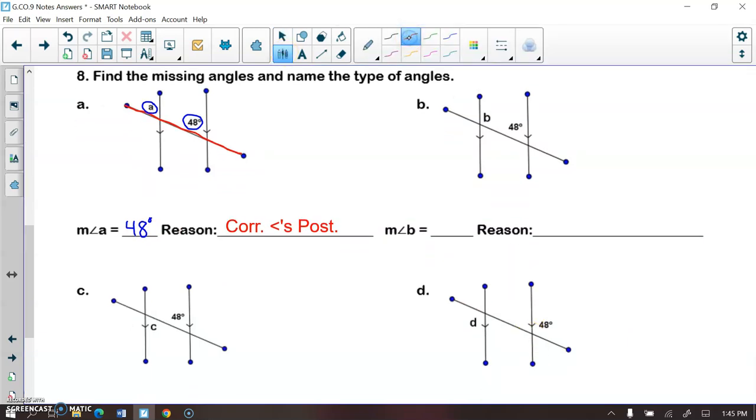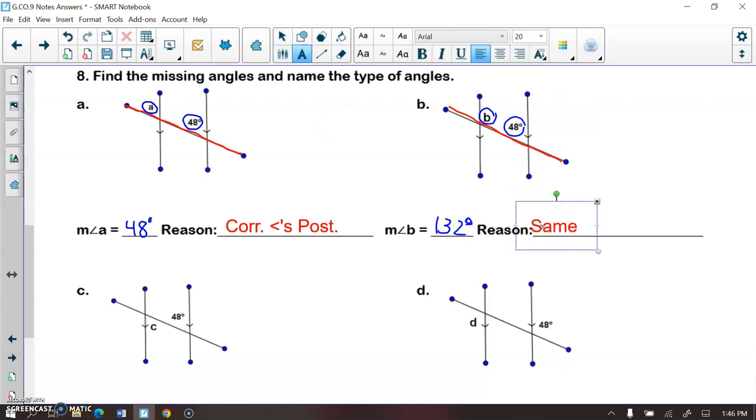For this next one, same figure. B and 48 degrees are on the inside of your parallel lines and on the same side of your transversal. So these are supplementary angles, meaning if I do 180 minus 48, I get the measure of angle B, which is 132 degrees. This is by the same side interior angles theorem.